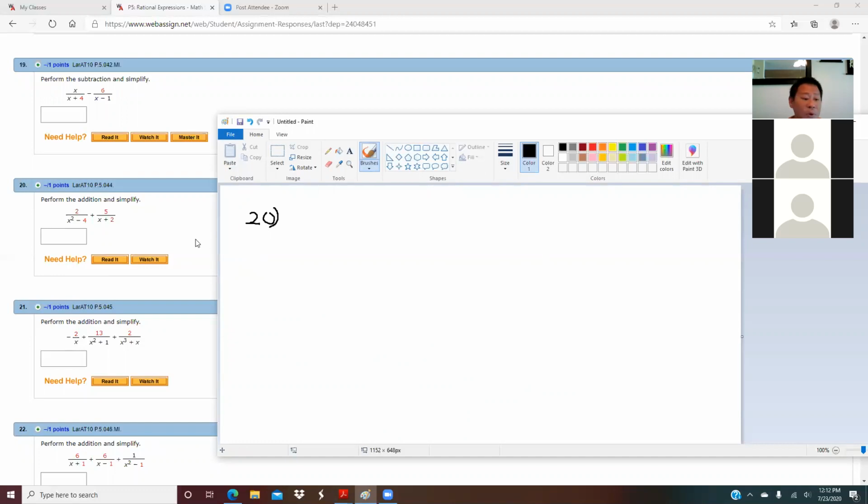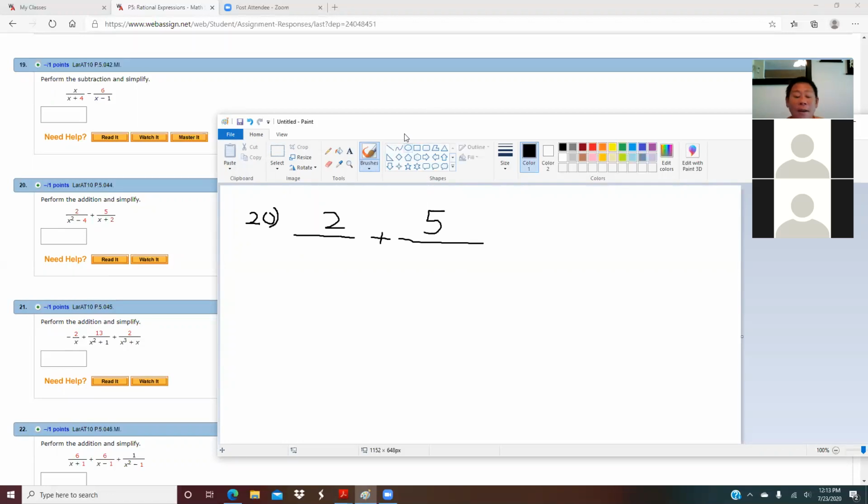So can someone tell me which one of these can be factored? X squared minus 4, x plus 2. Can someone tell me which one here can be factored? This is 5, this is 2, and this is 5. Which one can be factored? Yep, x squared minus 4 can be factored.